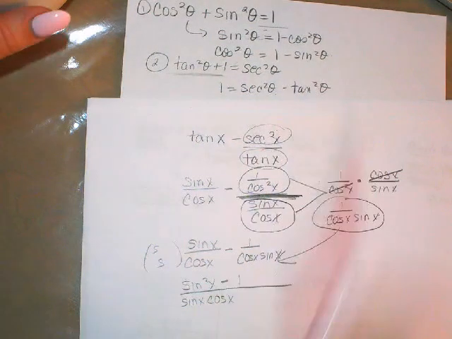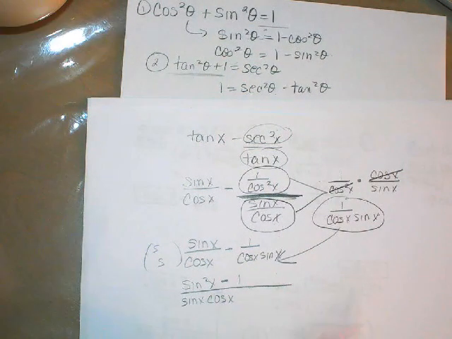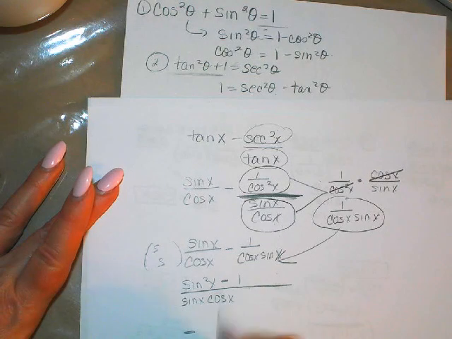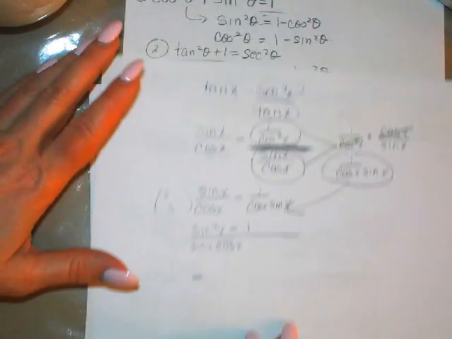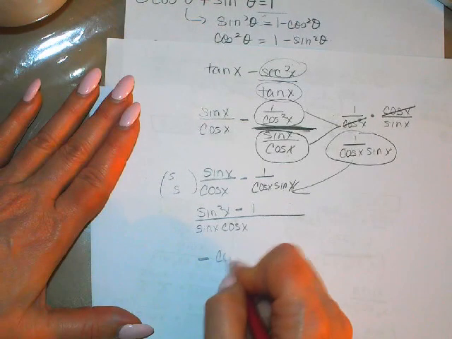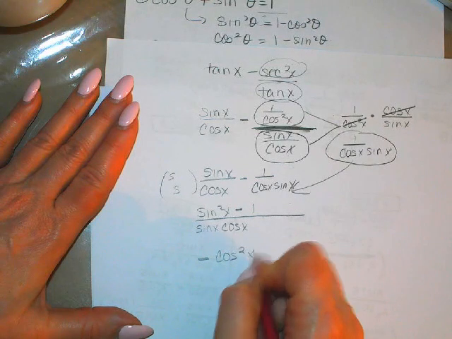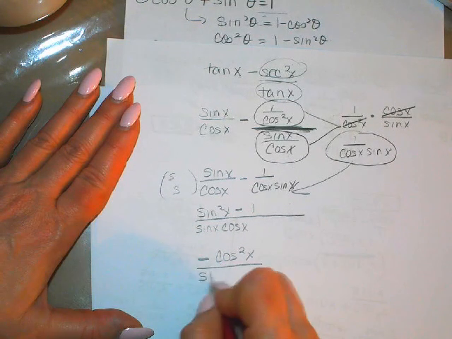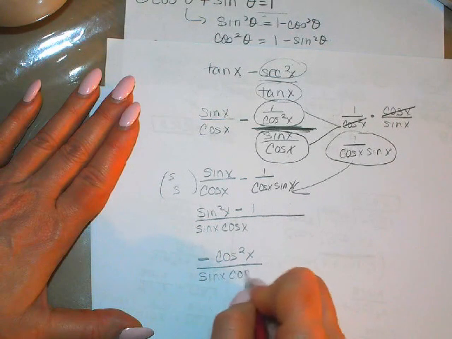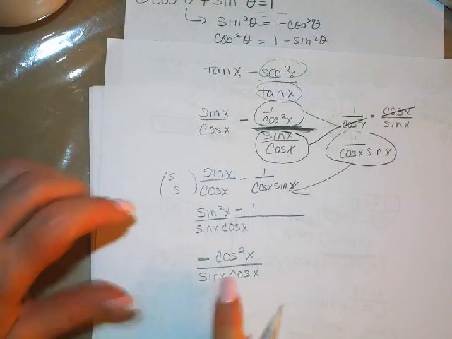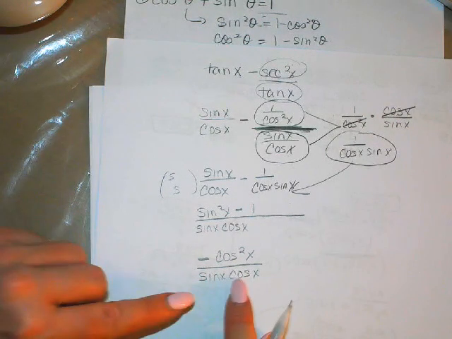Okay, and that I know was tricky for some people. The actual identity is 1 minus sine. We have sine minus 1. So this now translates to be a negative. Oh, let me move this up. Negative cosine squared x over sine x cosine x.